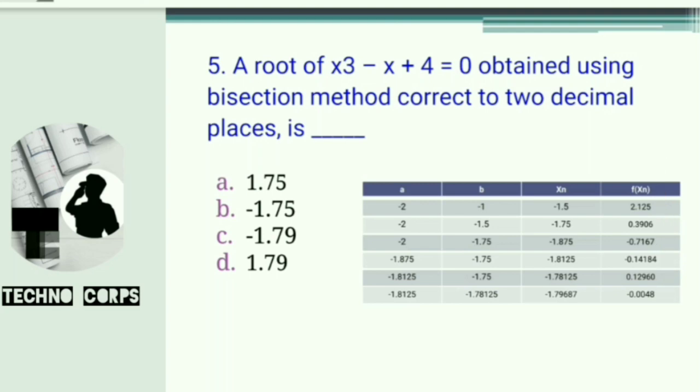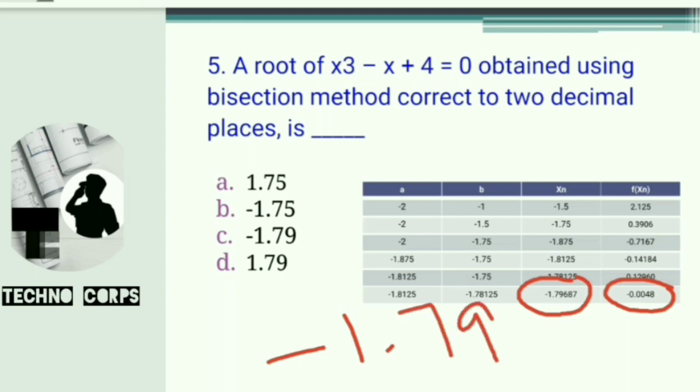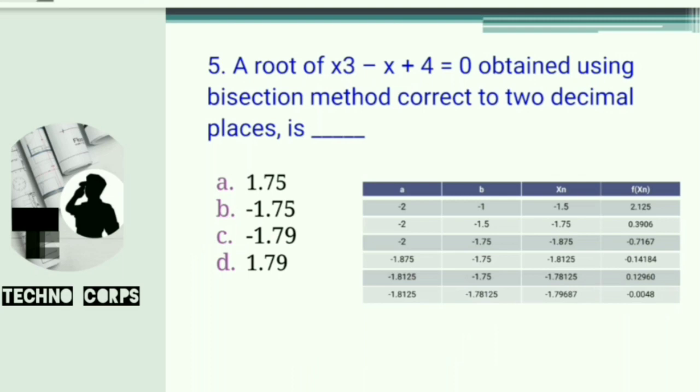According to that, in the last section, this is giving me a less error and it is approximately equal to the previous value. So this can be taken as the solution. What is that? That is minus 1.79. So the solution is minus 1.79 according to this solution.